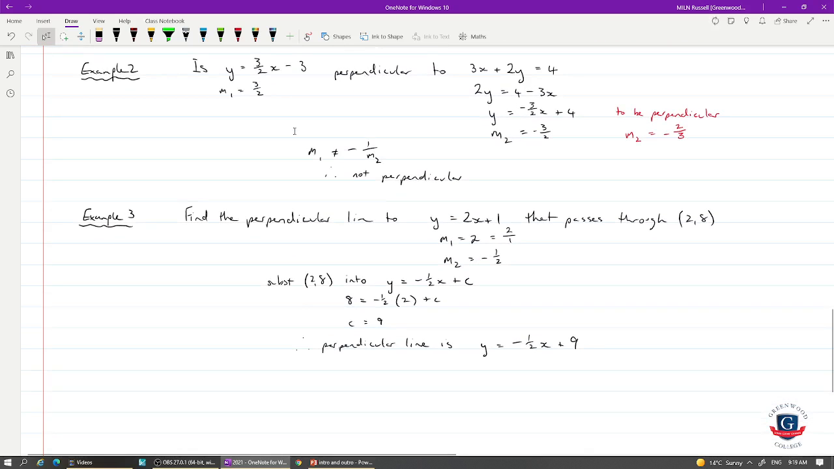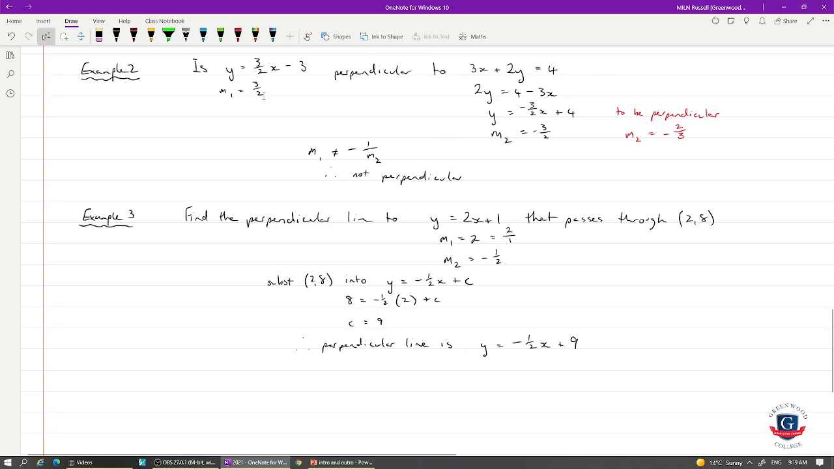Example 2. Is y equals 3 over 2 take 3 perpendicular to 3x plus 2y equals 4? Well, the gradient of the first equation is simply 3 over 2. That's easy enough. We could rearrange this into slope-intercept form to find the gradient of this equation, which I've done here, and we've discovered the gradient is negative 3 over 2. Now the question we have to ask ourselves is, is negative 3 over 2 the negative reciprocal of 3 over 2?